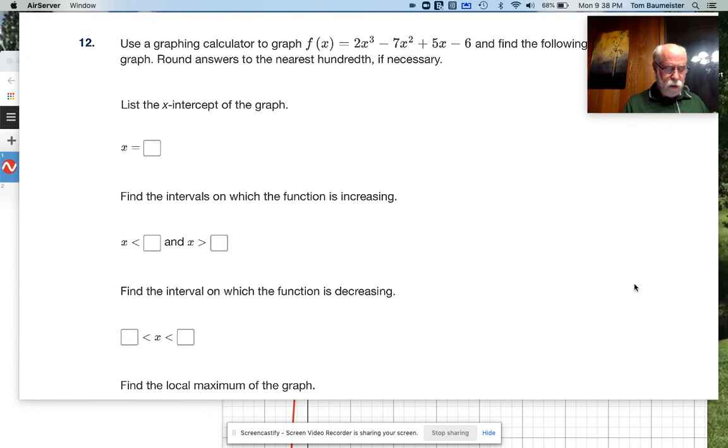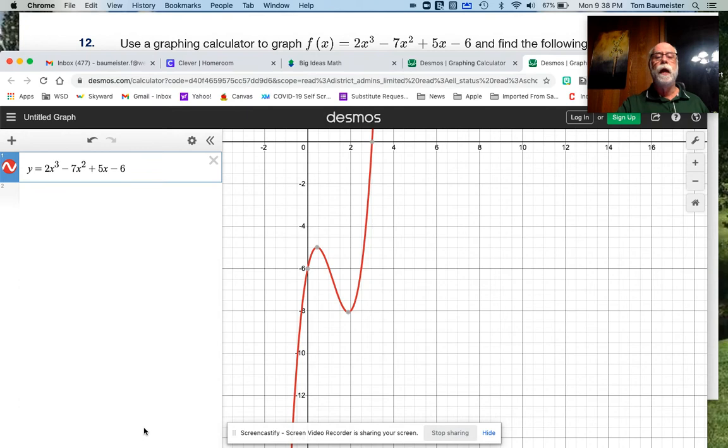Use a graphing calculator to graph f of x is equal to 2x cubed minus 7x squared plus 5x minus 6, and find the following features of the graph. All right. So on this one here, you're going to have to kind of look at it because I'm going to have to go back and forth. All right. So I have it graphed here for you. 2x cubed minus 7x squared plus 5x minus 6.